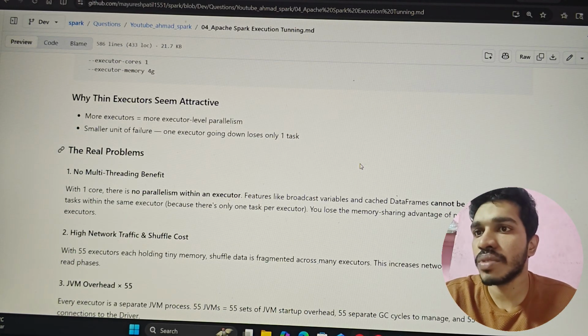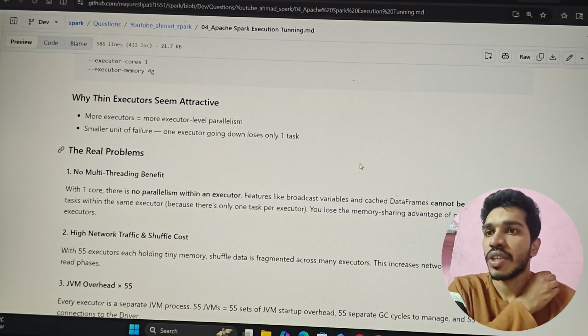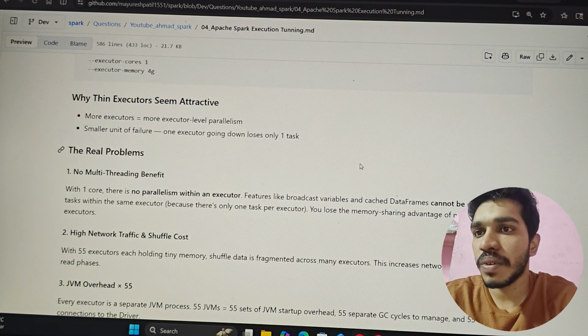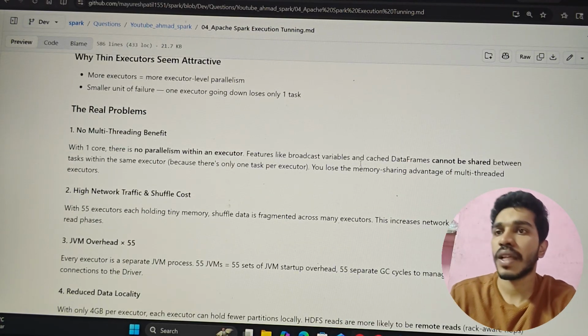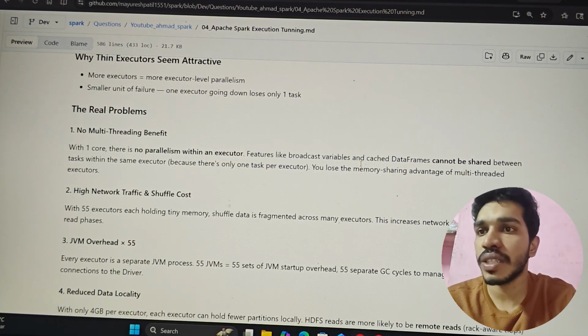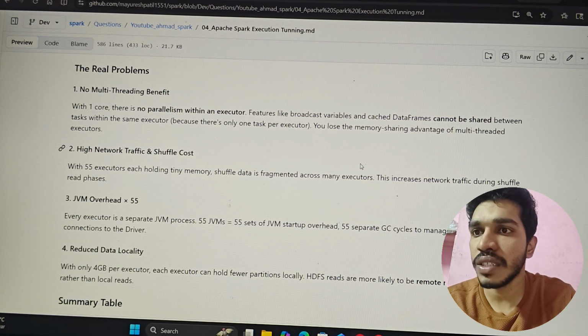Why does a thin executor seem attractive? Because of more executor-level parallelism and a small unit of failure. If one executor goes down, it will lose only one task. The real-world problem is no multi-threading benefit, because with one core there is no parallelism within the executor. Then there is high network traffic and shuffle cost.